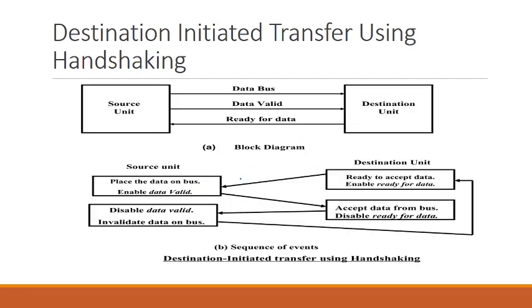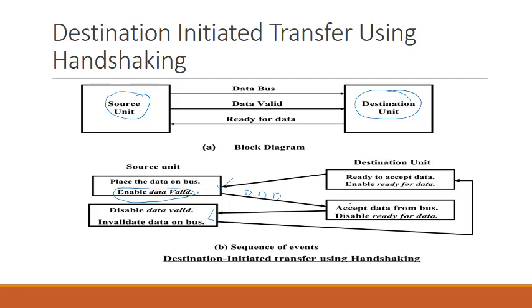This is the destination initiated transfer using handshaking. So this is the source unit and this is the destination unit. Here the destination starts first, ready to accept the data, and it is sent to the sender. Then after receiving this message, the source unit enables the valid data, that means it sends the data to the destination.